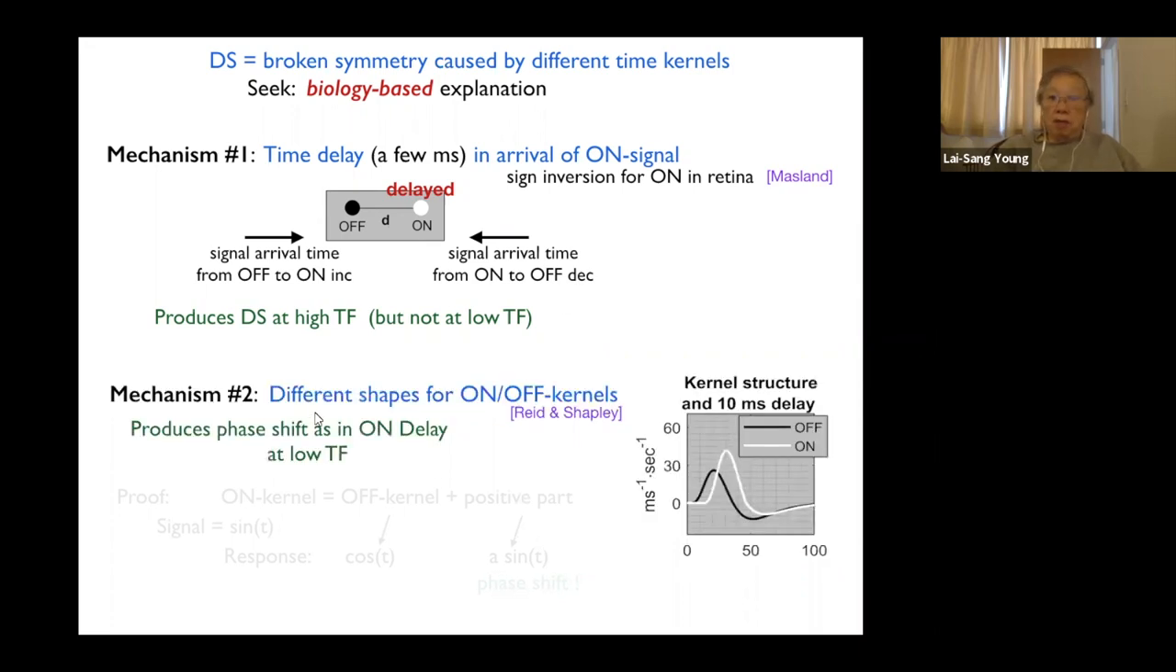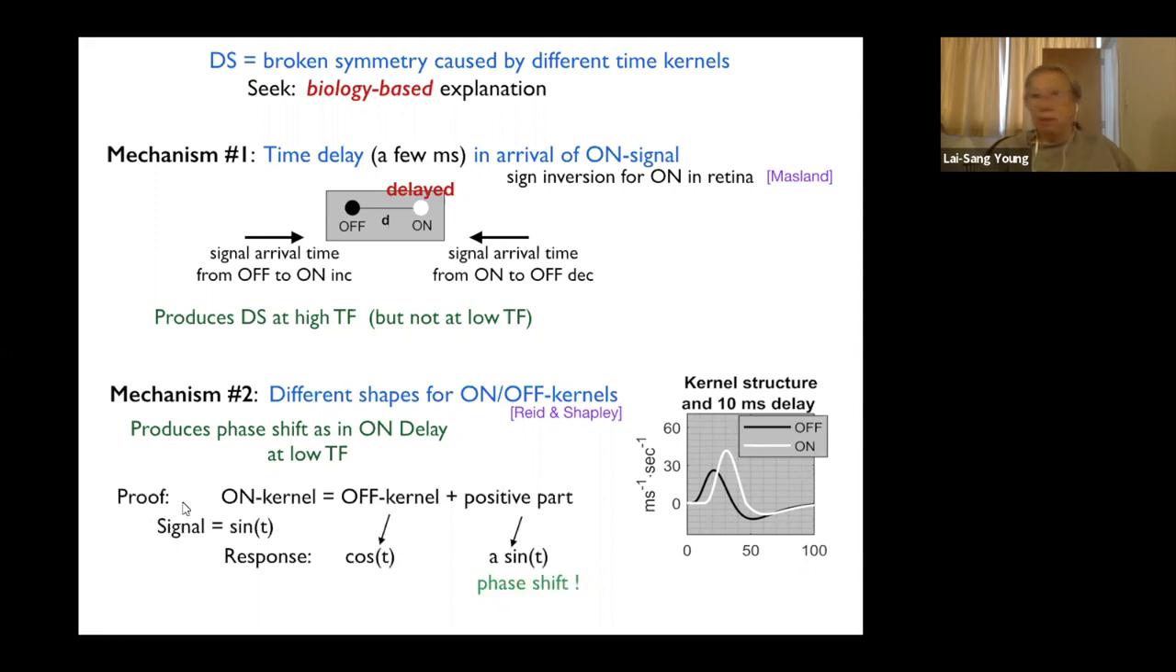So the second mechanism that we proposed was in the different shapes of the on and off kernels. Playing with the data from Reed and Shapley from nearly 20 years ago, I noticed that the on kernels look a little different than the off kernels, not always, but a lot of times. The on kernels have a taller part. The negative part's not so different, but the positive part is taller than the off. And I claim that that is enough to produce a phase shift at low temporal frequency.